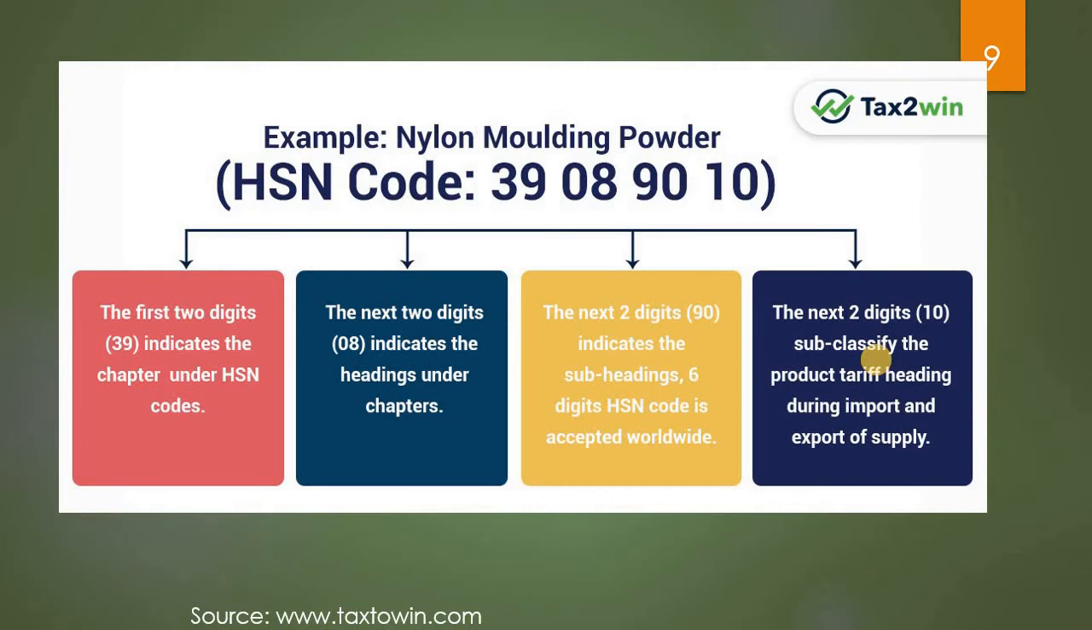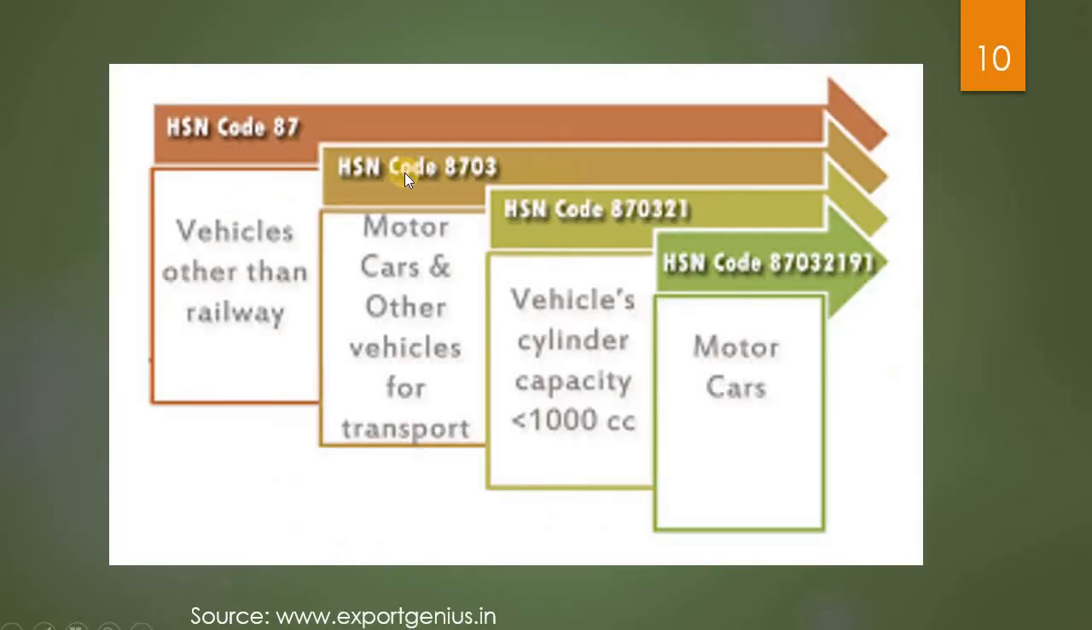Then let's go to another classification. This is with regard to vehicles. Here, HSN code 87 is the chapter, that is vehicles other than railway. Then HSN code 03 is again a heading. Combined, it is 8703, motor cars and other vehicles for transport. So this is the heading.